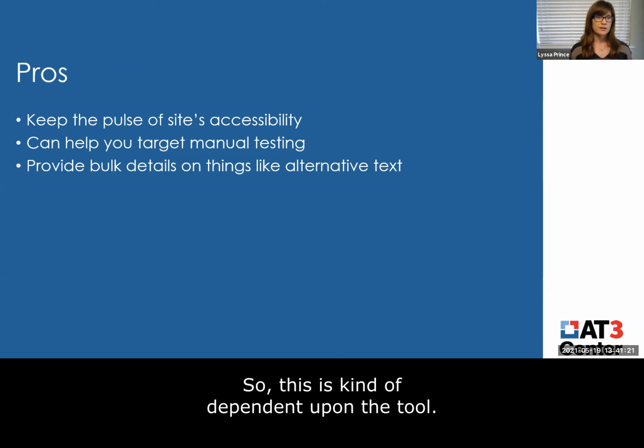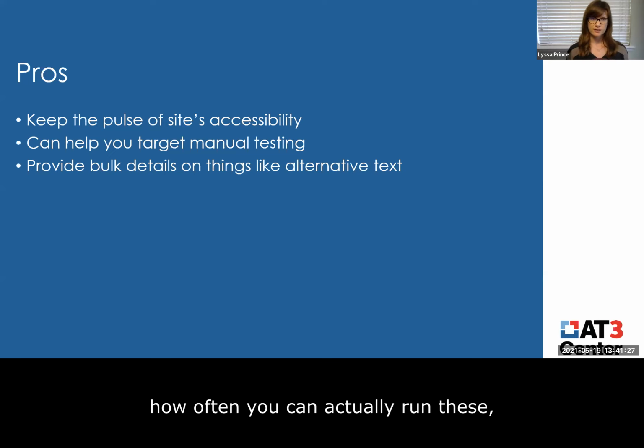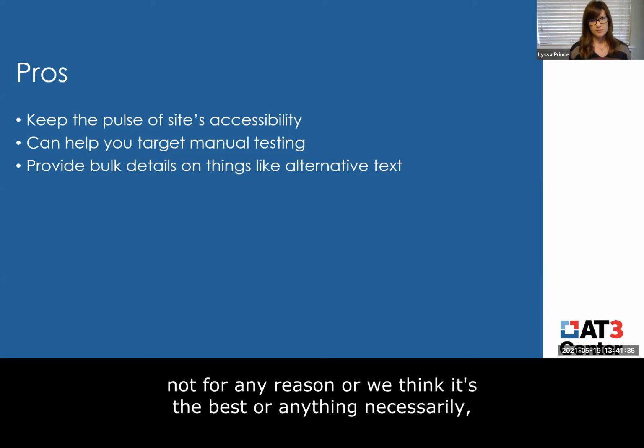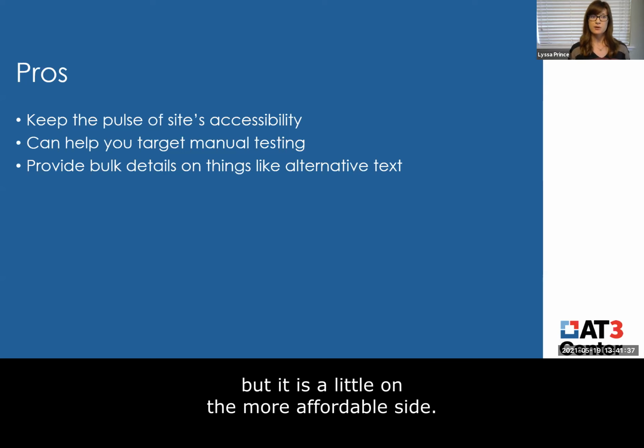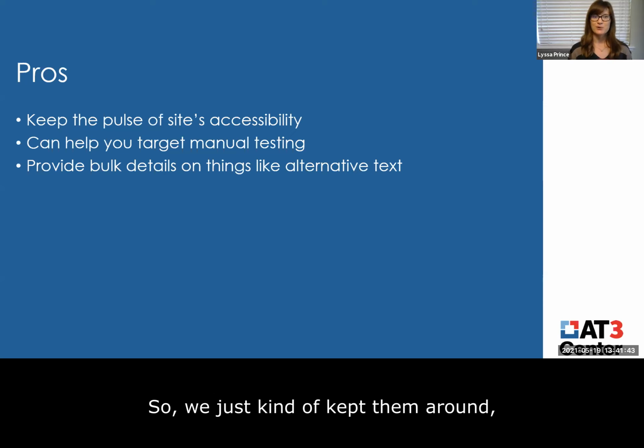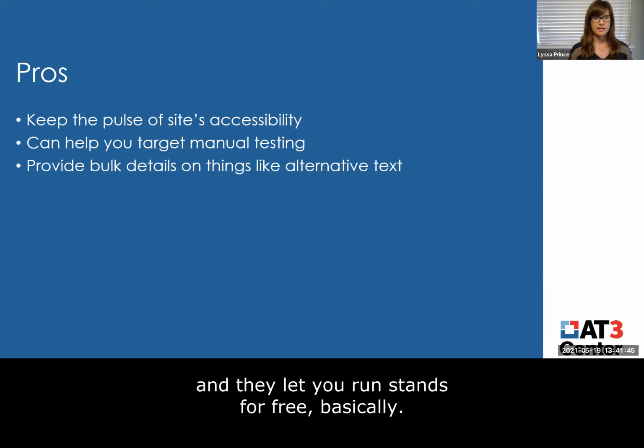So this is kind of dependent upon the tool. They all function a little bit differently. The costs are all a little bit different for how often you can actually run these. And I will say we actually use Pope Tech at Oklahoma Able Tech, not for any reason we think it's the best or anything necessarily, but it is a little on the more affordable side. And we kind of got in with them a little bit early in the game, so we just kind of kept them around.